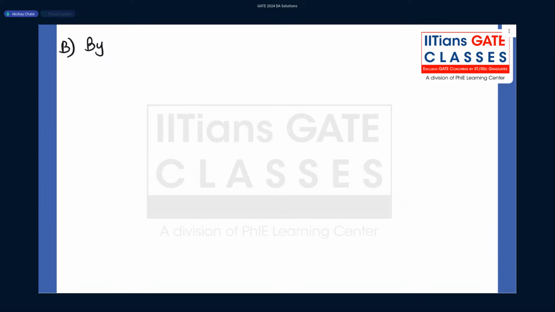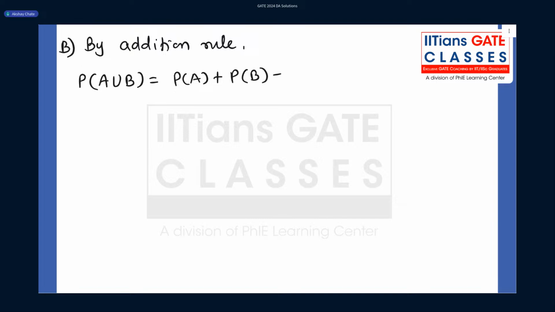In the second option, by addition rule of probabilities, we know that probability of A union B is nothing but probability of A plus probability of B minus probability of A intersection B. All these values are directly given in the question, so you can just put them: 0.3 plus 0.5 minus 0.1. So it is 0.7. And in option B, it is given as 0.7. So option B is correct.